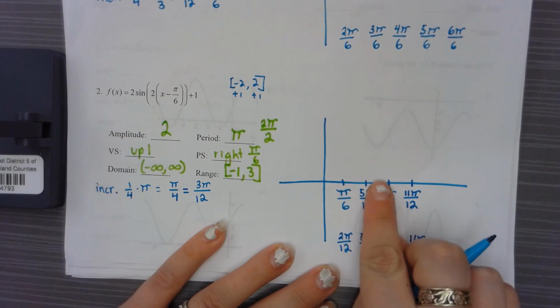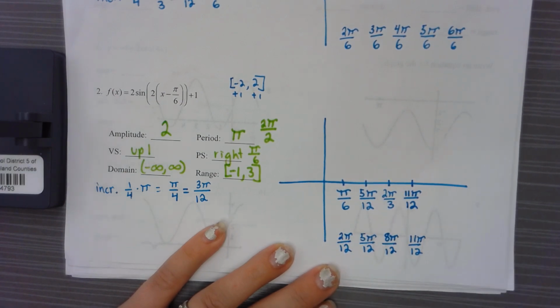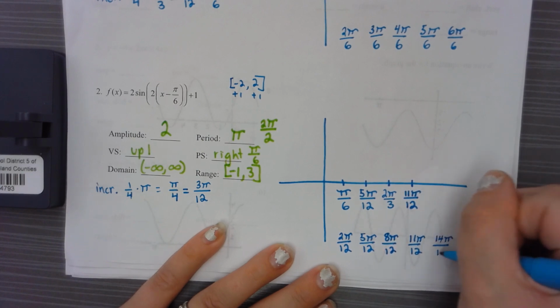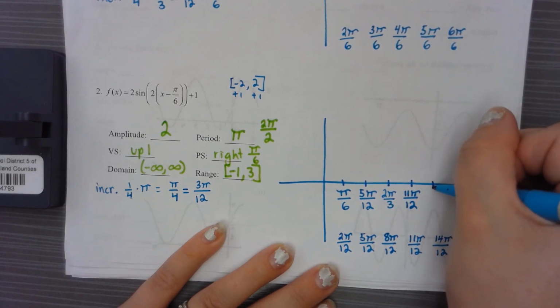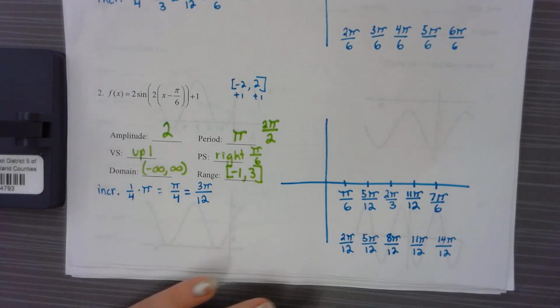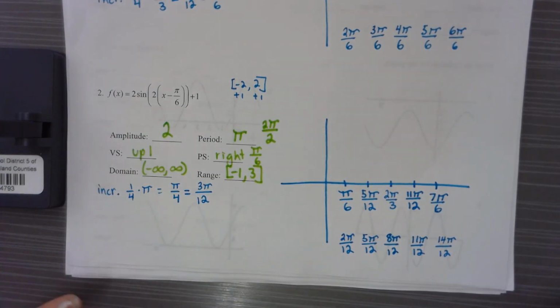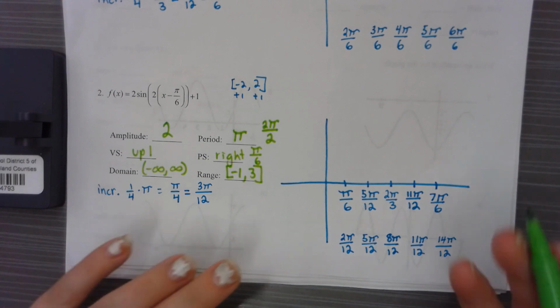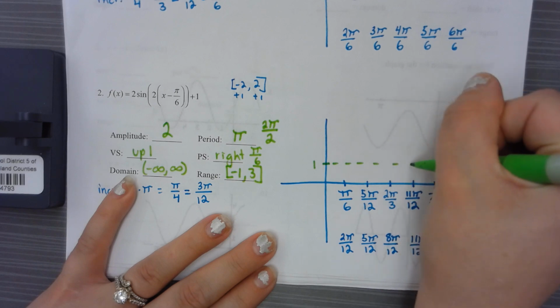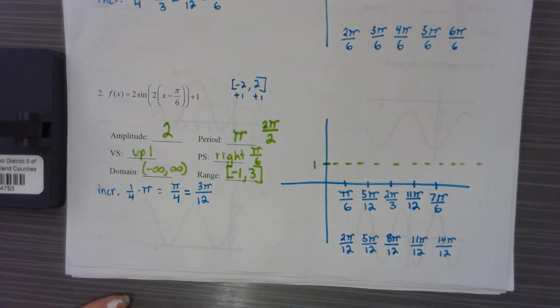And again, we have 1, 2, 3 increments. We need 1 more. So the last one would be 14 pi over 12, which reduces to what? 7 pi over 6. Very good. Okay. And again, I'm shifting up 1, right? So that reference line, that line that's cutting my graph in half, should be happening at 1. Do we understand that?